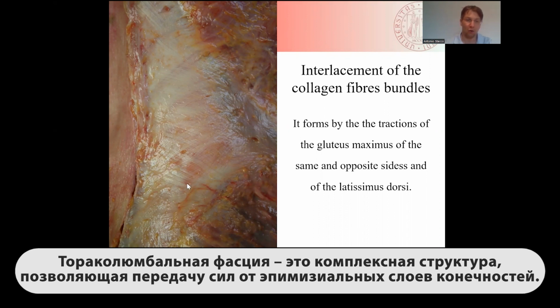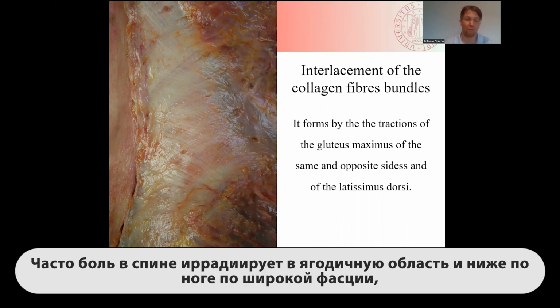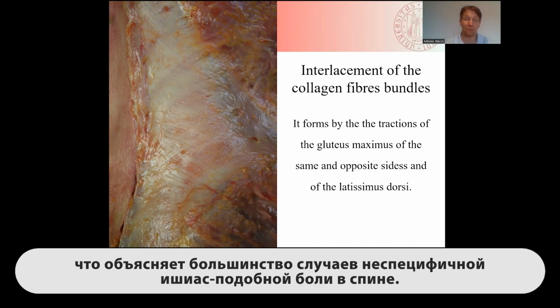And again, the direction of each single collagen fiber is there for a reason. So there is a reason why we have this band of collagen fiber that goes into the gluteus maximus collagen fiber. So this portion of fascia merges with the fascia of the gluteus maximus. This can explain why sometimes you have low back pain that is spreading down to the glutes, and then through the fascia lata can spread down up to the leg. This will explain the majority of this unspecific sciatic pain.